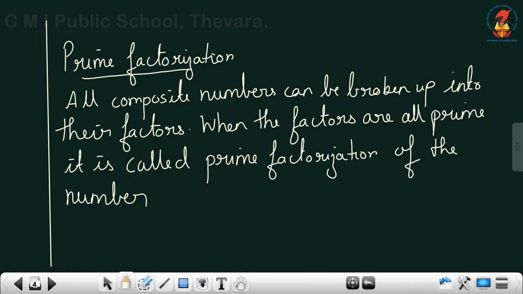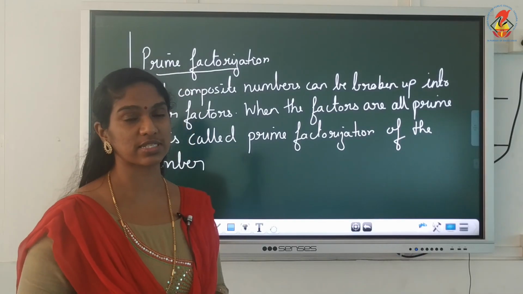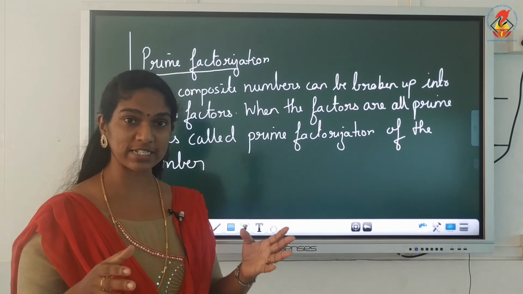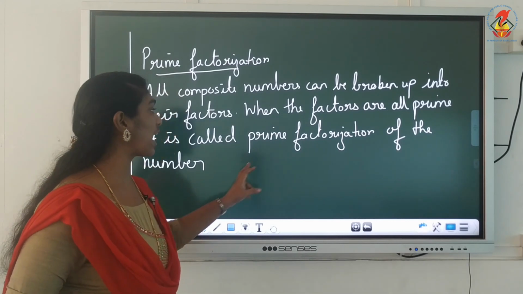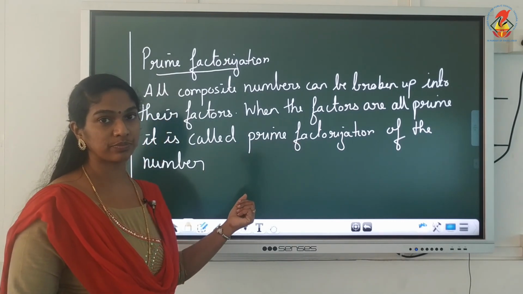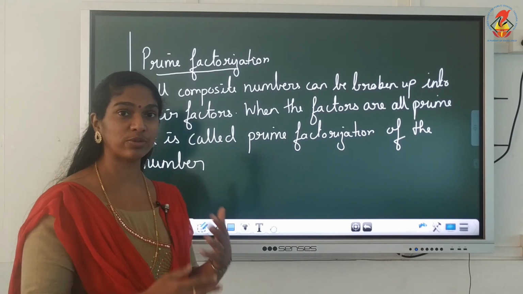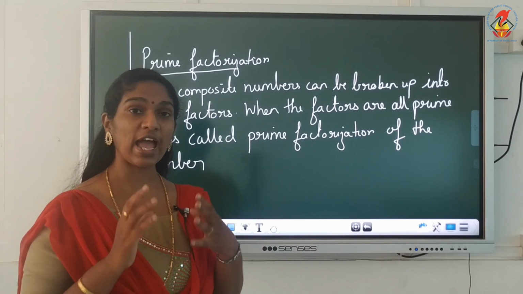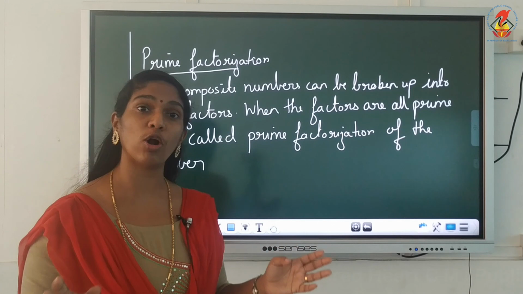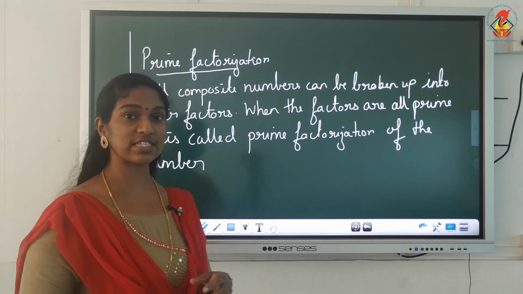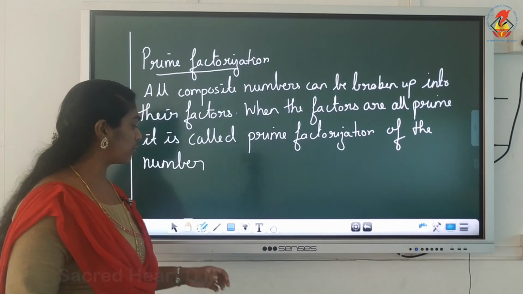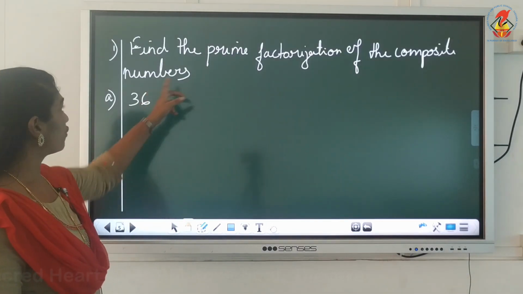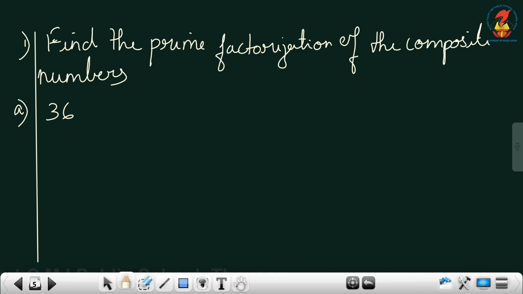The numbers can be broken up into their factors. And when these factors are all prime numbers after you split up, then we say it is the prime factorization of that number. After you break down that composite number into its factors, and finally when those factors become all prime numbers, then we can say it is the prime factorization of that particular number. We will do some questions based on that. Find the prime factorization of 36. I will show you how to do it.